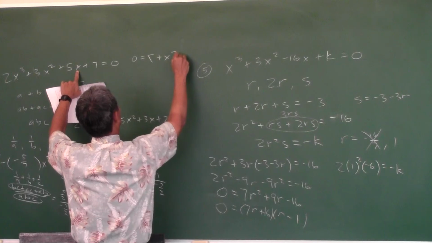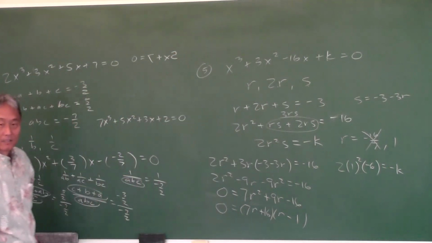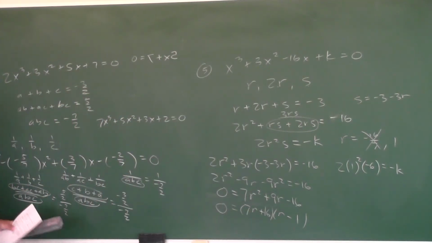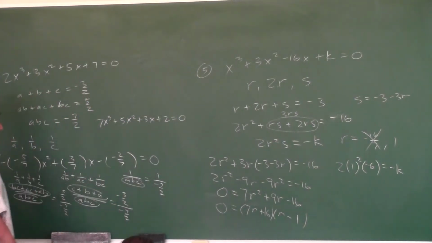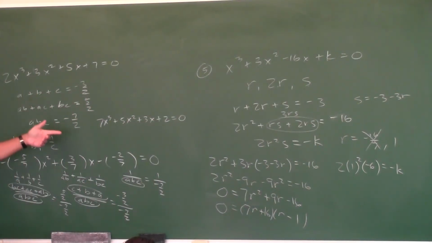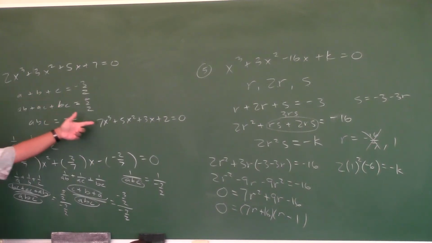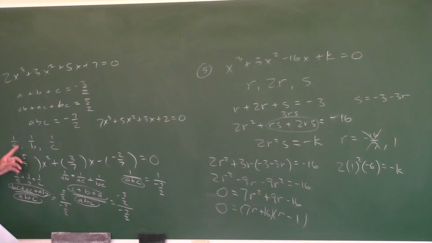That's backwards. This is not backwards. Like I said, I'll tell you what's backwards. Does anybody notice anything? Yeah, the coefficients have been reversed. Anytime you write a polynomial equation whose roots are the reciprocal of the original roots, you simply reverse the coefficients. Math team people, never forget that.